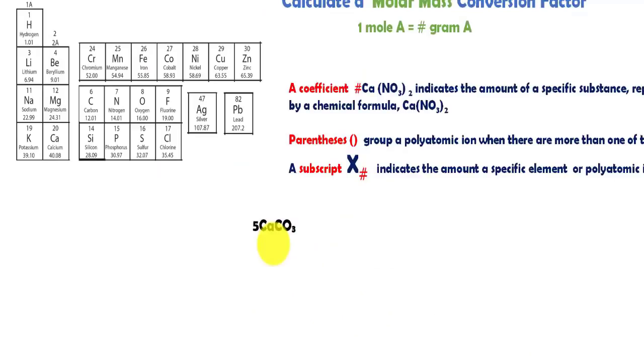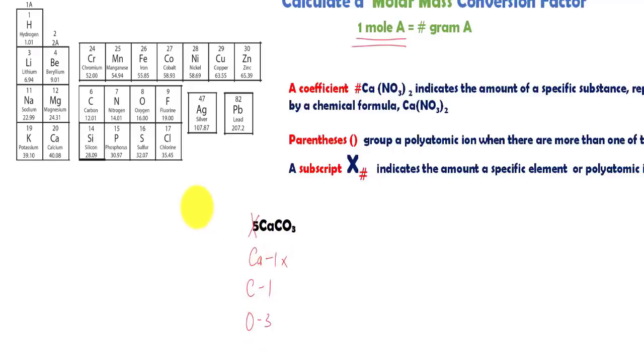Lastly, let's try this problem. We have 5 CaCO3, or 5 calcium carbonate, and we will ignore the 5 because it is the coefficient and we are only looking for 1 mole. We're not looking for 5 moles. Molar mass is about 1 mole. So we ignore the 5. And then we can list the elements. Calcium doesn't have any subscript, so it's going to be 1. Carbon will be just 1 as well. And then oxygen is 3.